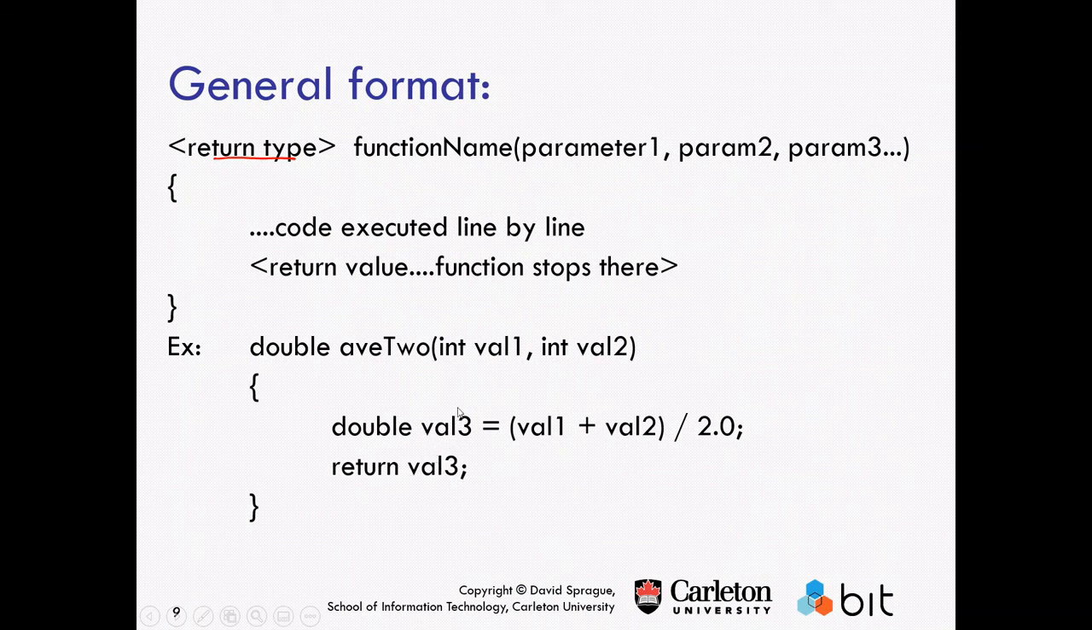So I could call, let me see here. So val1 will be assigned the value 2. Val2 will be assigned the value 3. I will add 2 plus 3 together. I would then divide by 2. That should give me 2.5. Val3 is equal to 2.5. I return 2.5. My average, the value for my average here, is equal to 2.5.